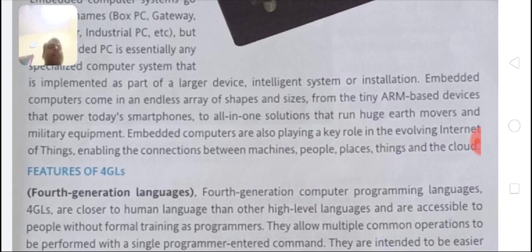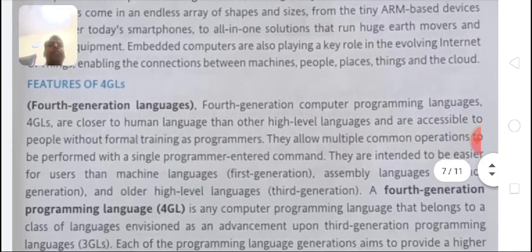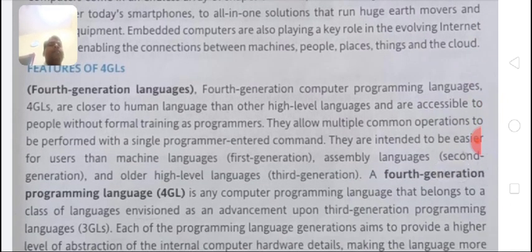Fourth generation computer programming languages (4GL) are closer to human language than other high level languages and are accessible to people without formal training as programmers. They allow multiple common operations to be performed with a single programmer-entered command. They are intended to be easier for users than machine language, assembly language, and older high level languages.